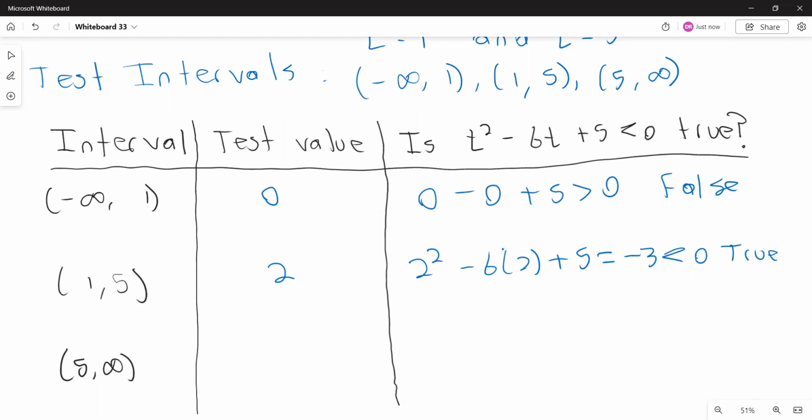And 5 to infinity, let's evaluate 6. So 6 squared minus 6 times 6 is 0. That is 5, which is positive, and this is false. That is, t squared minus 6t plus 5 less than 0 is false. And the solution set is 1, 5.